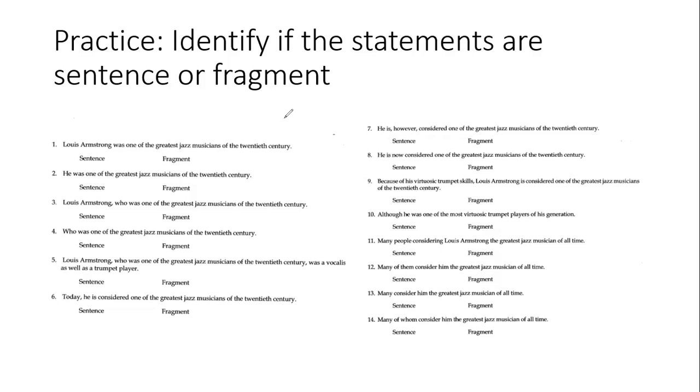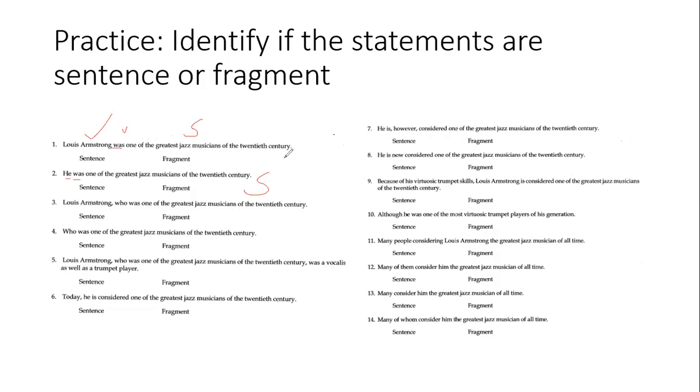Okay, let's do this together. Louis Armstrong was one of the greatest jazz musicians of the 20th century. It's a complete sentence. We have a subject and we have the object. Was is your verb, and then the rest of the sentence. Good, Venkat. So this is a sentence. What about the second one? He was, again, he is your subject, was is your verb, and you have the rest of the sentence. So this is again a sentence.